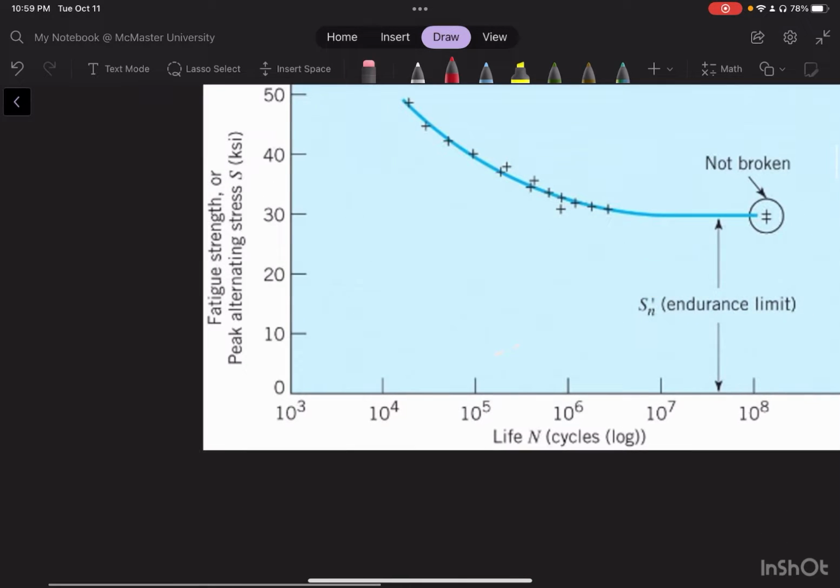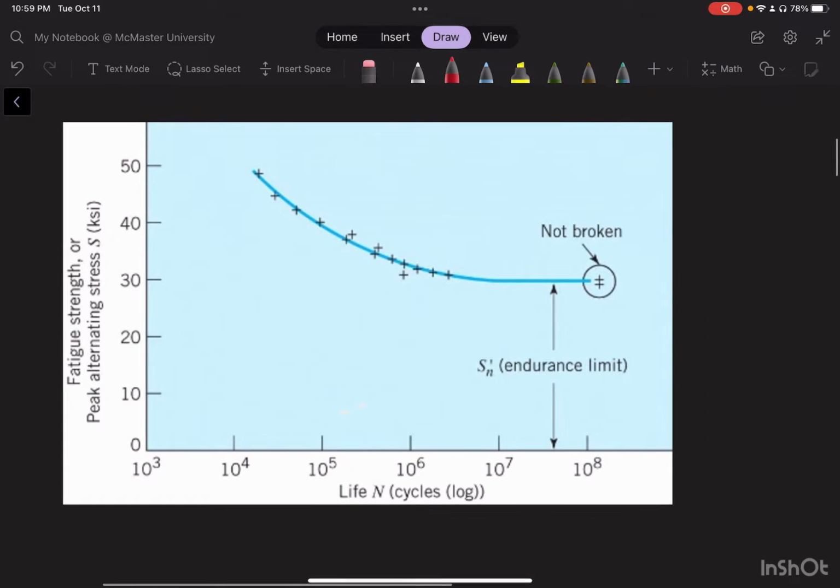So what is an SN curve? An SN curve is a graph that shows the correlation between fatigue strength, which is S, and the life, which is N, which is measured in cycles. The vertical axis of the graph is S and the horizontal axis is the life.